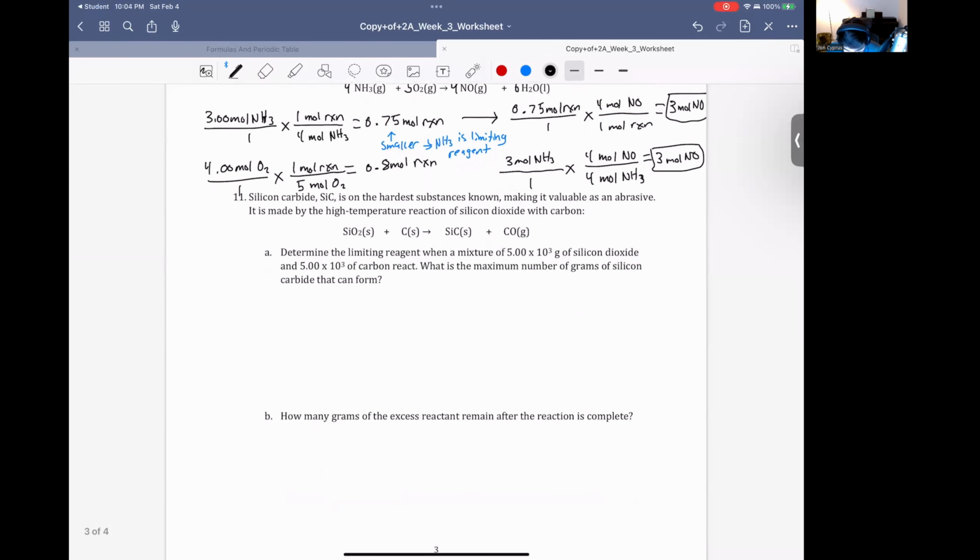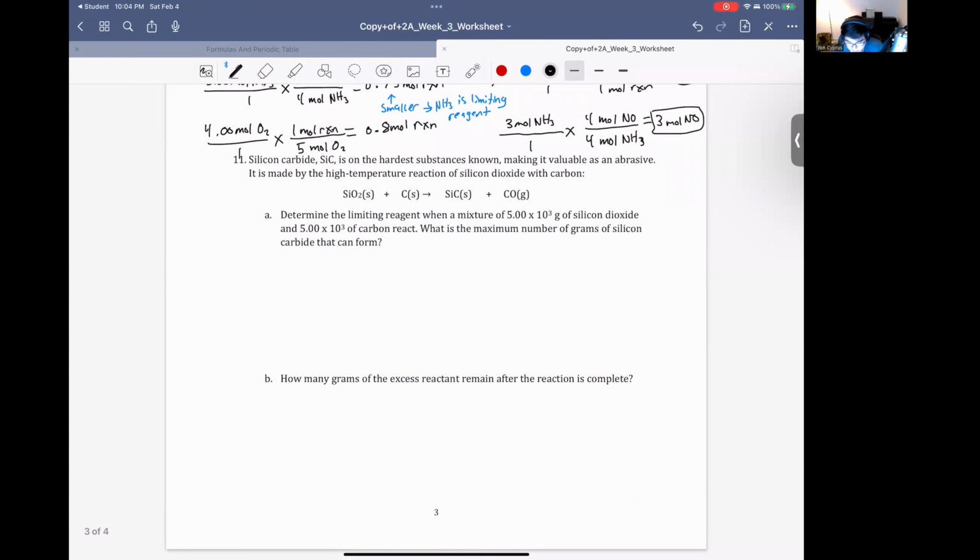11 says silicon carbide, SiC, is one of the hardest substances known, making it valuable as an abrasive. It is made by a high temperature reaction of silicon dioxide with carbon. SiO2 plus carbon gives you SiC and CO. It does not look balanced. So it says determine the limiting reagent when a mixture of 5.00 times 10 to the third grams of silicon dioxide and carbon react.